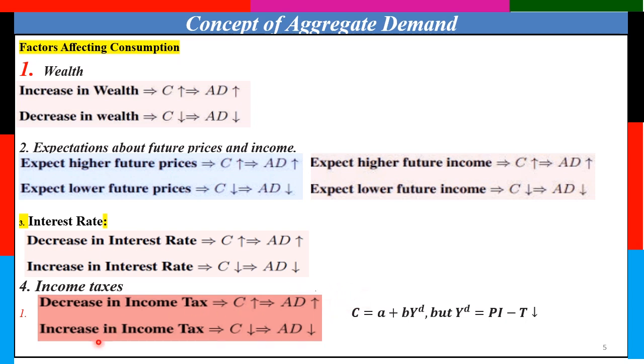Consumption means autonomous consumption, alpha, plus B YD. B is, as I told you, the slope of the consumption. YD is disposable income. Disposable income means income after tax, that is personal income minus tax. So when tax goes down, disposable income goes up. Disposable income goes up means consumption also goes up or is increasing.